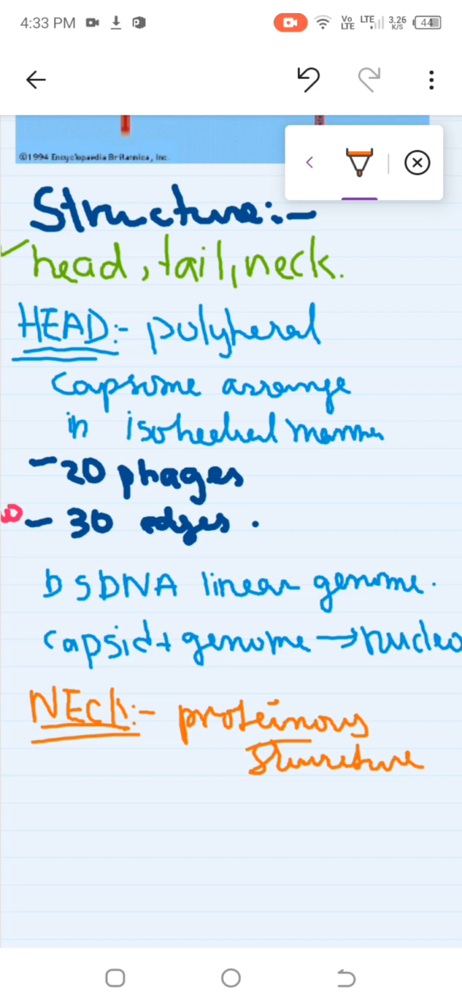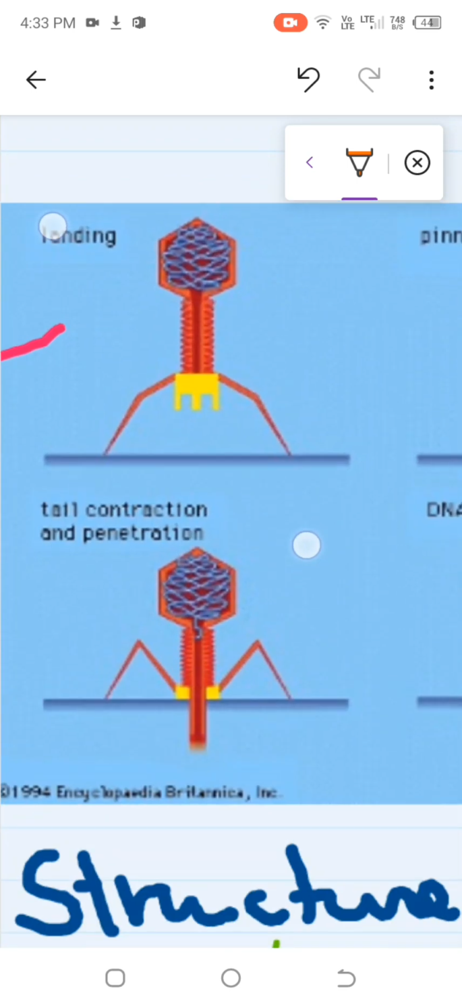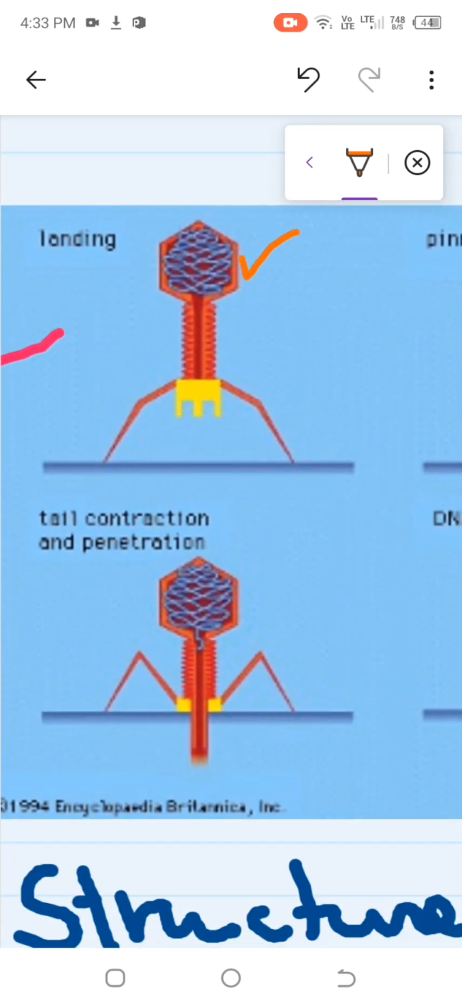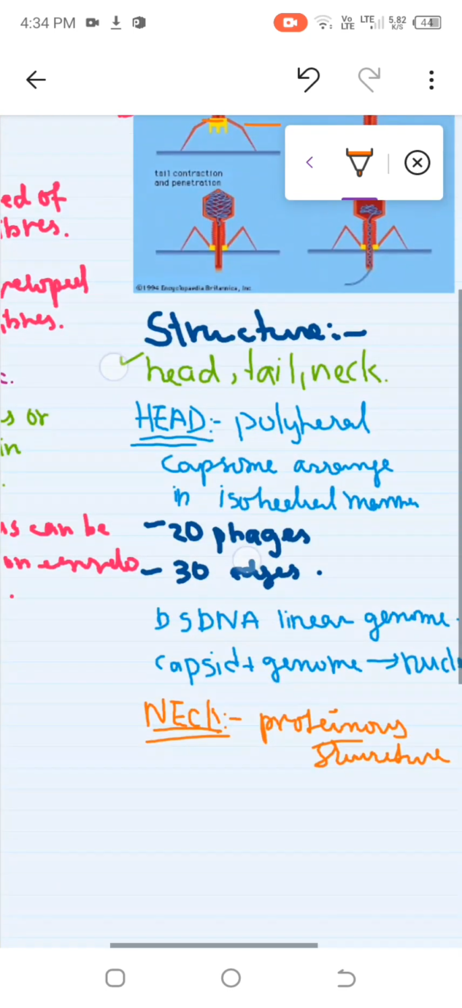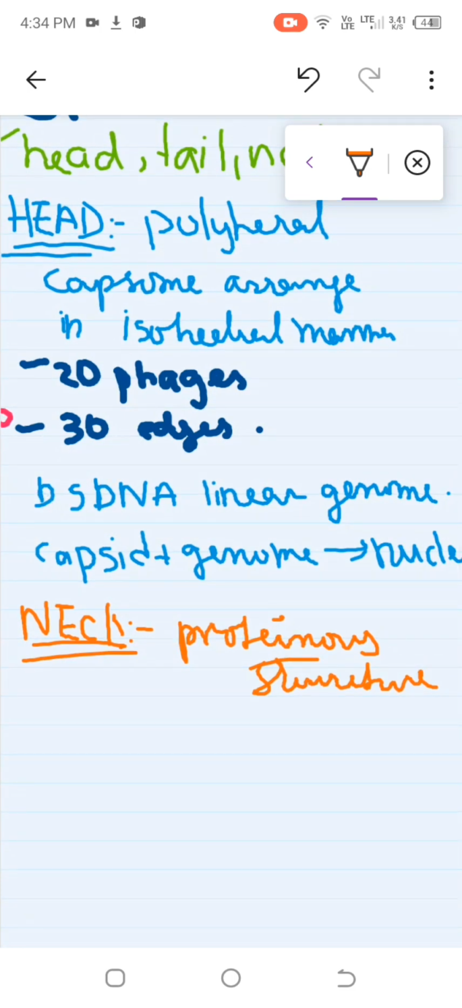Proteinous structure. And this neck helps us to join the head and tail of the virus. So here you can see, this is the head of the virus and this is the tail. This is a neck which helps join the head and tail of the virus. Fine. It helps in joining head and tail.